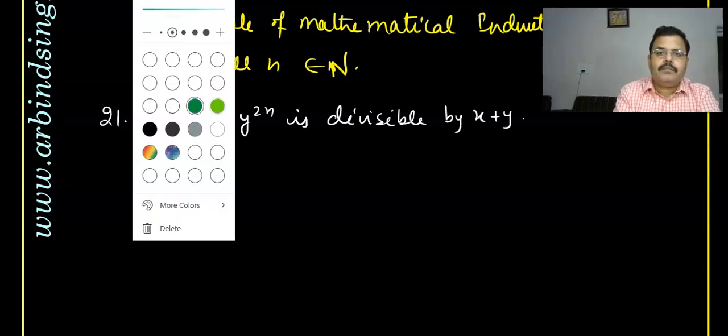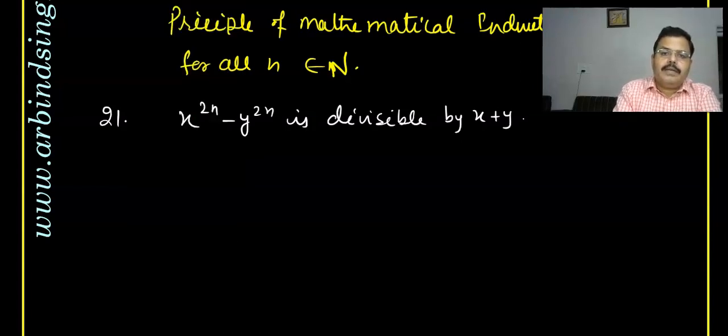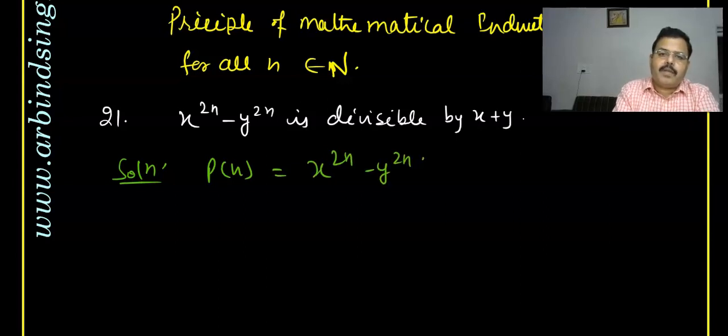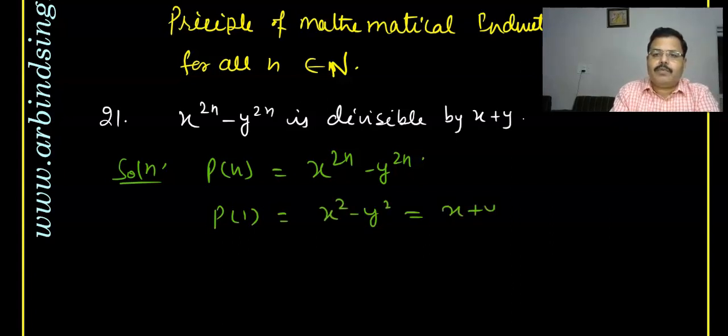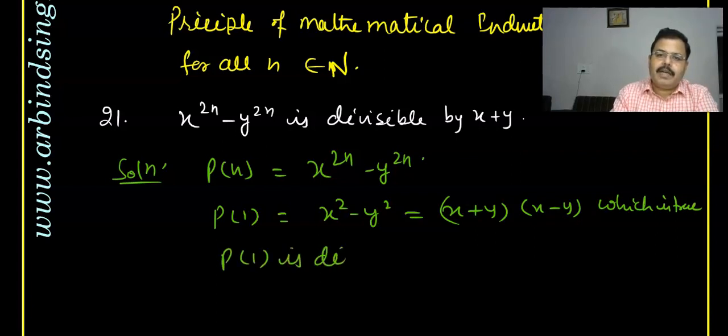So let, solution is like this. Pn is equal to x to the power 2n minus y to the power 2n. So p1 is equal to x square minus y square, that is x plus y into x minus y. So x plus y is a factor, so it is divisible by x plus y, which is true. That is p1 is divisible by x plus y, right? So p1 is true.